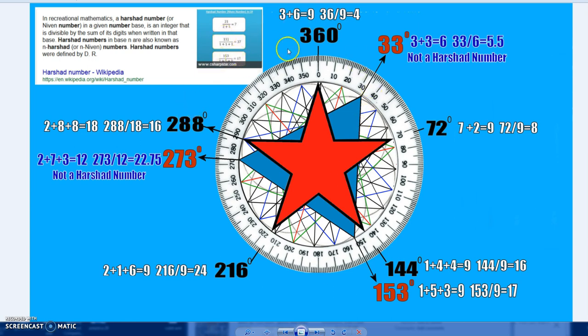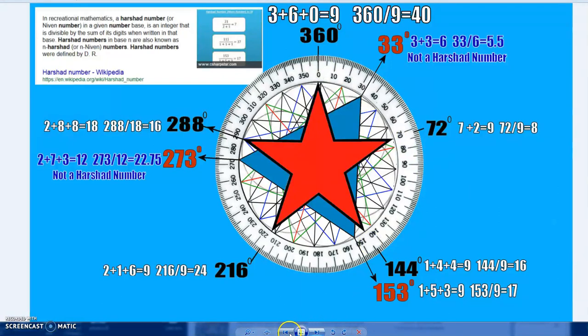So back to these numbers, and I went through how they're Harshad or Niven numbers. For instance, 3 plus 6 is 9, so 36, 3 plus 6 is 9, and it's divisible. 153 is a Niven or Harshad number. 33 and 273 are not, but all the rest are. In previous episodes I went into this lovely connection, how 153 and 2 all join, not just in the mystic tradition, but also in the measurable traditions.